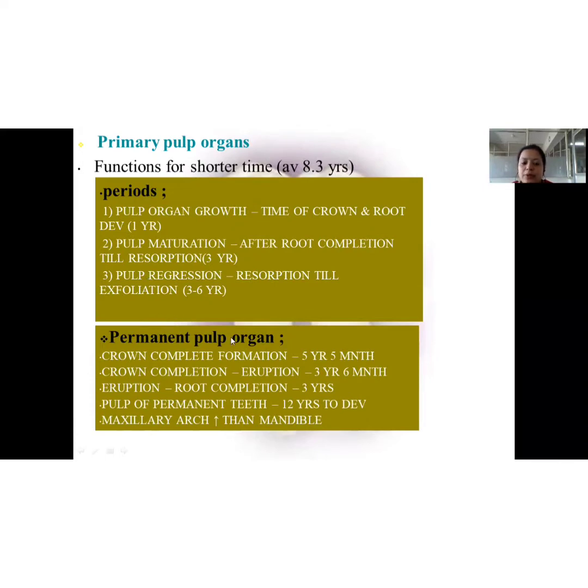Now, for the permanent pulp organ, crown completion is after 5 years, 5 months, crown completion to eruption 3 years, 6 months, eruption to root completion 3 years, pulp maturity at 12 years. The development is increased in the maxillary arch, then the mandible.